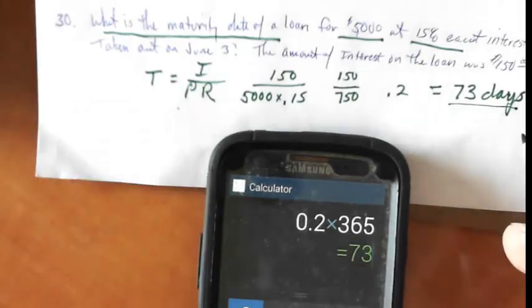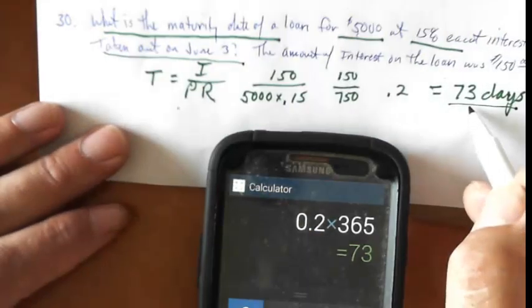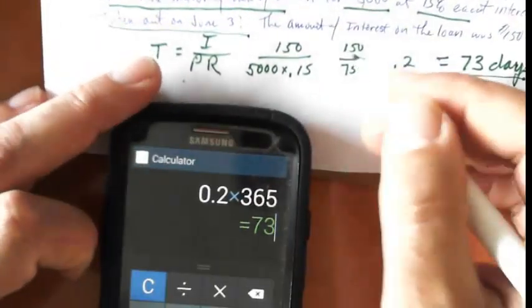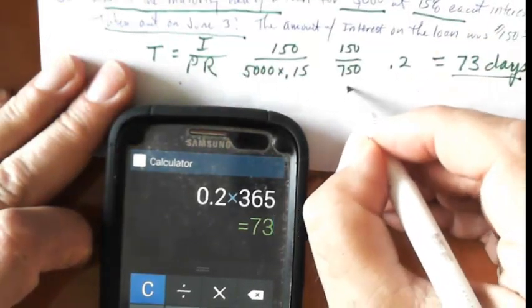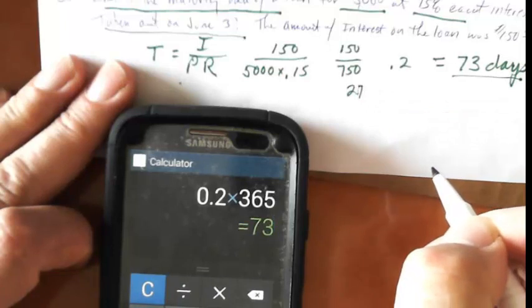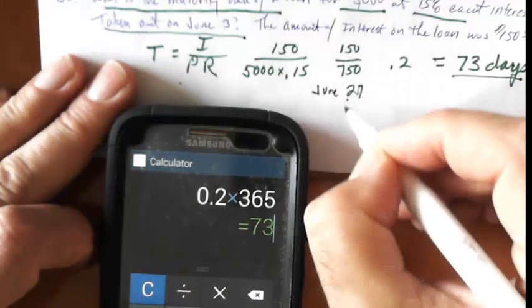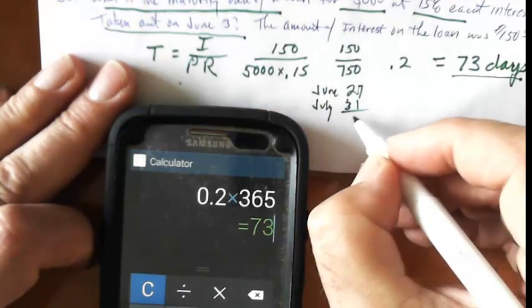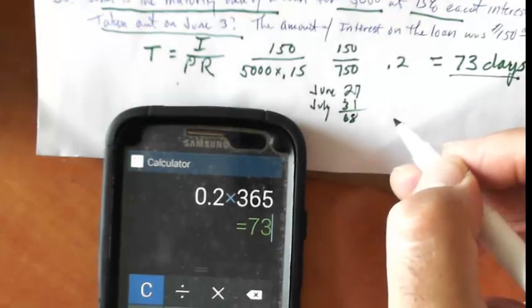days we figured out what it is, but it was taken out on June 3rd. You have to add an additional 73 days to June 3rd, so what is the maturity date? Well, now we go to the calendar. Well, June has 30 days, so if we get to the end, there's 27 right there. Another July, because that's June, right? So June is going to have 27 days. July is going to have 31. So there's 58.